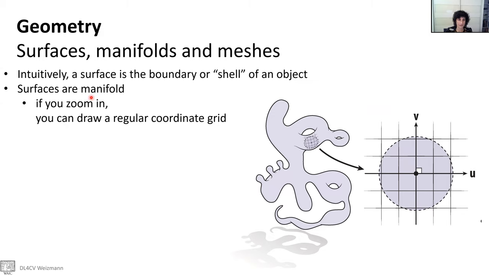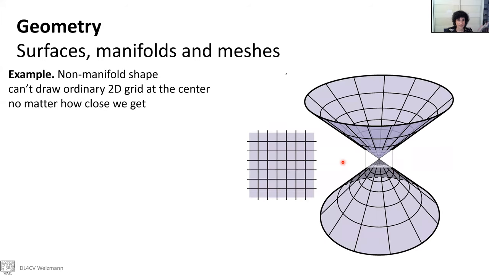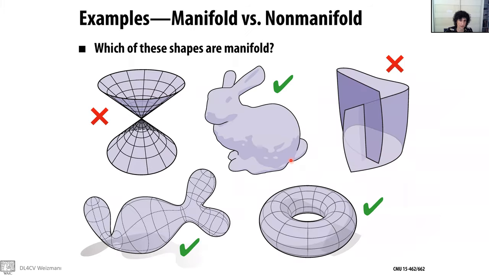Actually, surfaces are manifolds in the sense that if you zoom in, you can draw a regular coordinate grid, like what we see here. You can do it at any point on the surface. For example, here, this is not a surface, this is not a manifold, since no matter how much I zoom in, I cannot draw a regular grid like this. This is very intuitive. There is a lot of theory about this, but I'm not going into details. Okay, so examples of manifolds or surfaces. Of course, this is not a manifold, we just discussed it. This is yes, yes, yes, and here it is not a manifold.